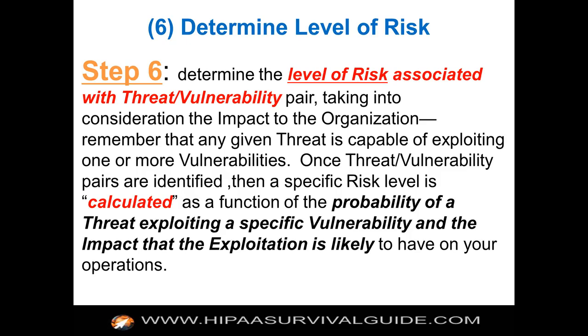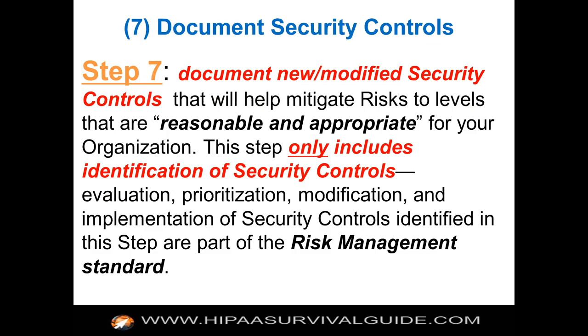And step seven, and again, I want to reemphasize that this is not where you actually implement the new controls to reduce risk levels. It's just where you identify them. That is in the next step. So this is an analytical step. Step seven is to document new or modified security controls that will help mitigate risk to levels that are reasonable and appropriate for your organization. This step only includes identification of security controls. The implementation and the risk mitigation comes in the next implementation specification.